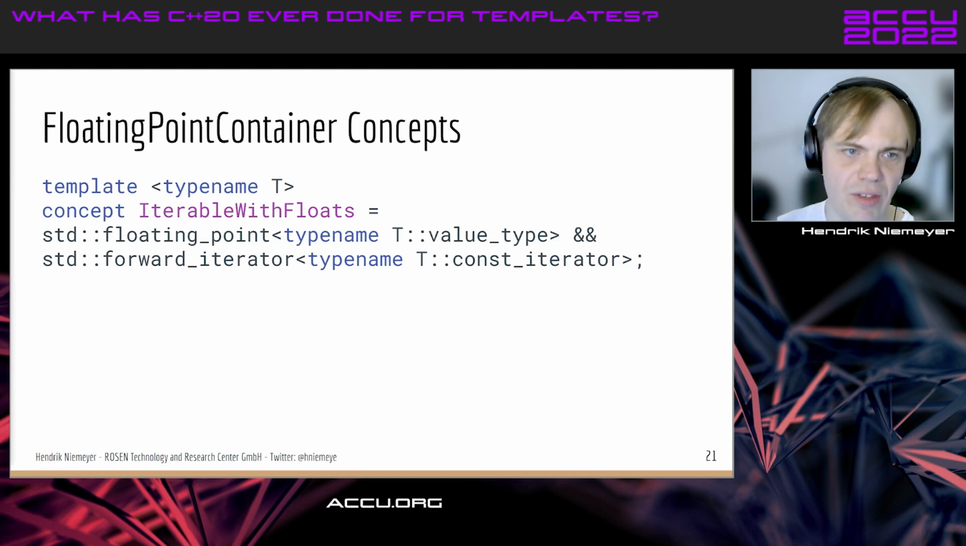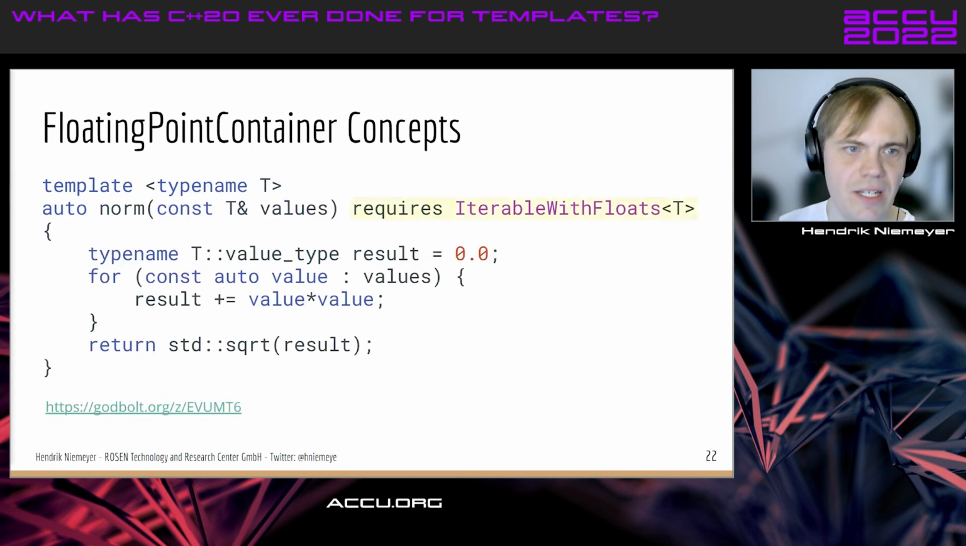We check whether T has a nested type const_iterator, which needs to be a forward iterator, and we check whether T has a nested type value_type, which needs to be a floating point type, and call this our concept iterable_with_floats. And now we can insert that into our requires clause. So how would that look like? Again, like before, but now we have a much shorter requires clause, which is much more readable, and we can reuse this iterable_with_floats concept anywhere else in the code if we expose it via a header file, for example.